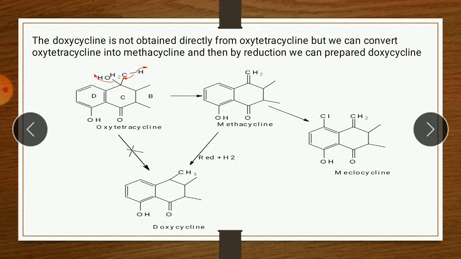So in short, oxytetracycline contains both hydroxyl group as well as CH3 group, so direct reaction is not possible to form the doxycycline, but we can easily remove these two groups, hydroxyl group and CH3 group, to form the metacycline. So metacycline having double bond CH2 group on 6th position, there is no hydroxyl group, there is no methyl group. Then after reduction we can easily form doxycycline, and due to this CH2 it is easily attacked by the electrophile, therefore chloro group easily attacks and it forms the meclocycline.